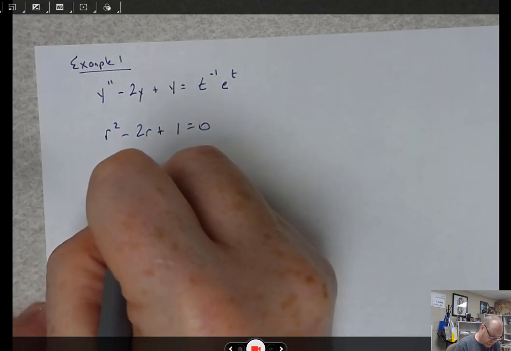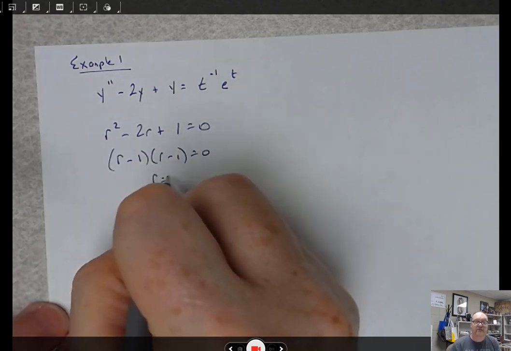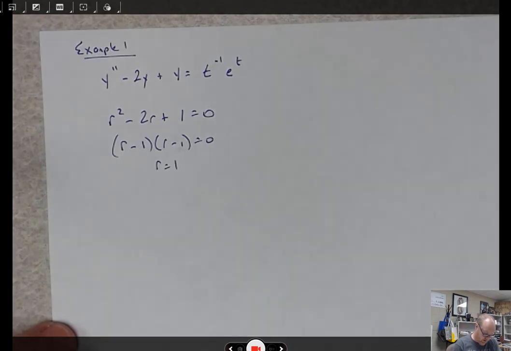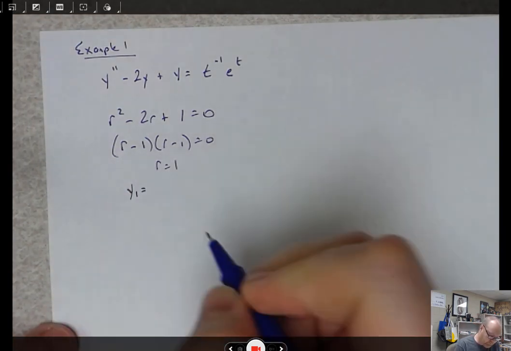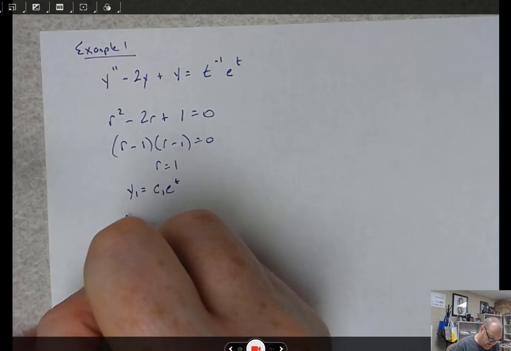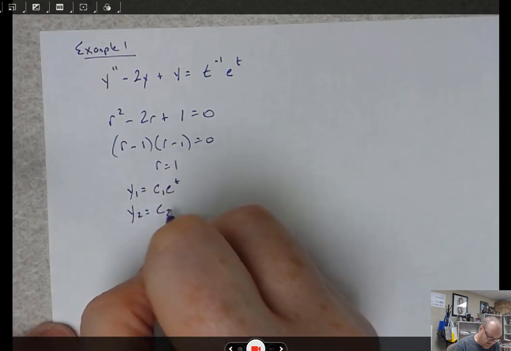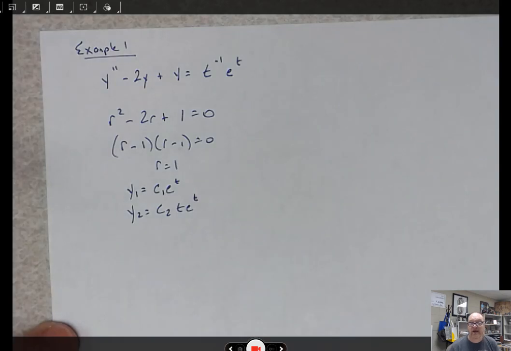What's it going to be? (r - 1)(r - 1). So I get a repeating root of r equal to 1. So my two solutions are going to fall into the form of e^t and t e^t. And we had to modify those solutions whenever we got that repeating root.